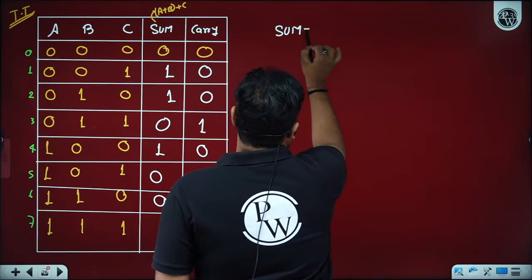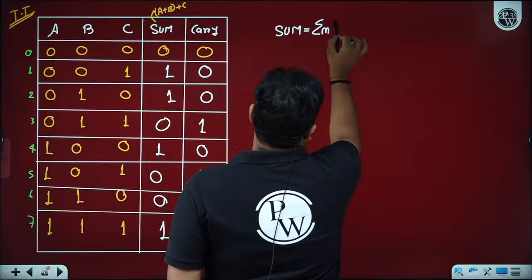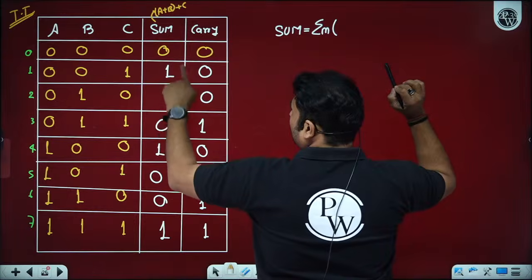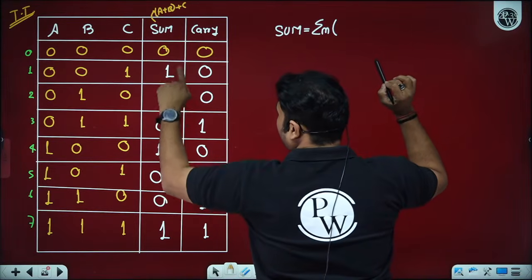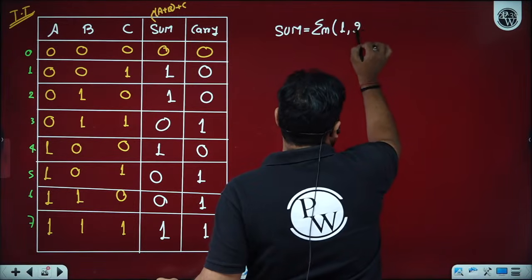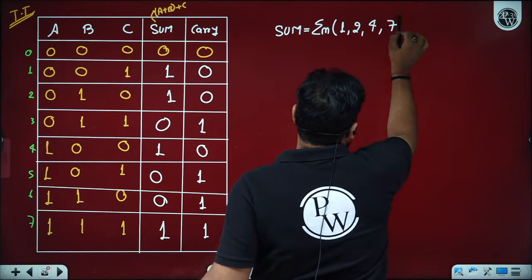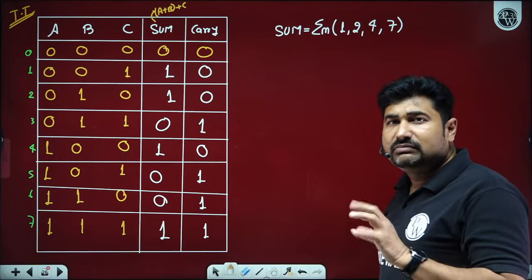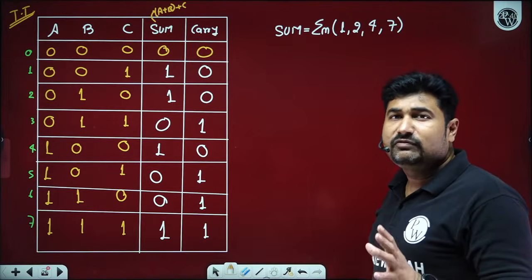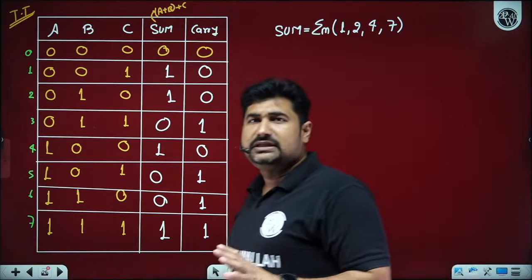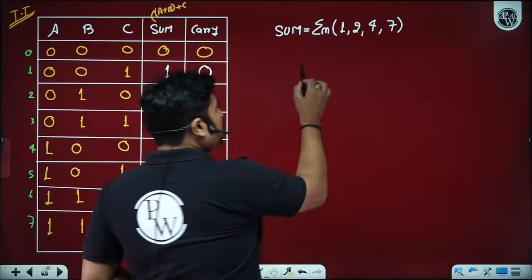What is sum bit? Sum bit is summation of m. What are the binary conditions where we are getting output logic high of sum bit? 1, 2, 4, 7. This number will come very frequently. Always remember 1, 2, 4, 7. Whenever it is in the form of summation of min term 1, 2, 4, 7, it is always A XOR B XOR C. Let me prove it as well.